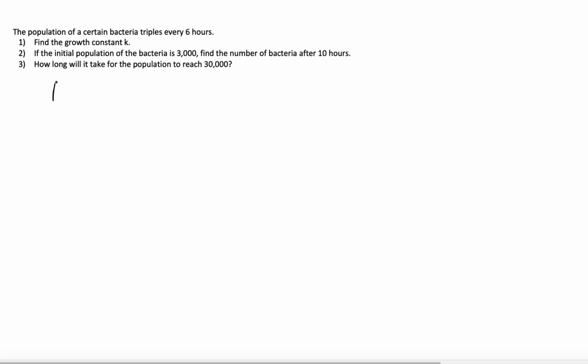So we know that we have the population growth model, right? A equals A naught e to the kt. Remember, A naught is the initial population, and A is the population at time t. Let's think about this. If the bacteria triples every 6 hours, then when t is equal to 6, A divided by A naught should equal 3. Think about that. For example, if A naught is 100, then 6 hours later, what should the population be? It should be 300, right? So whenever t is equal to 6 and we divide these, that ratio should equal 3.